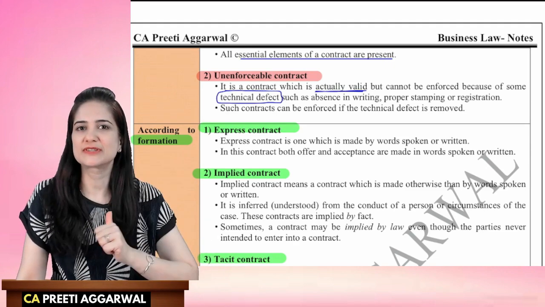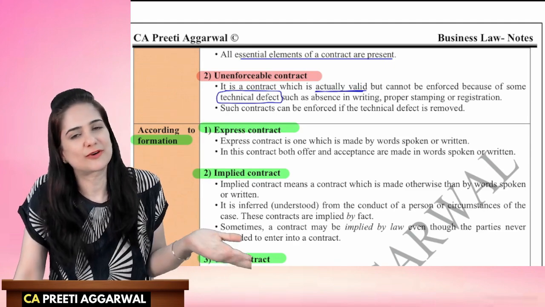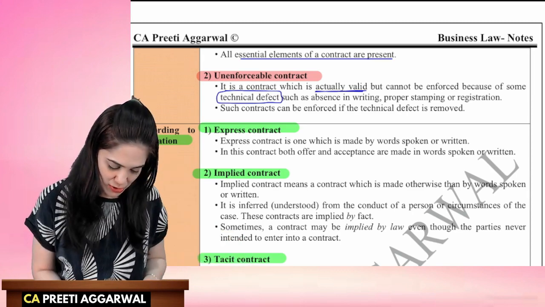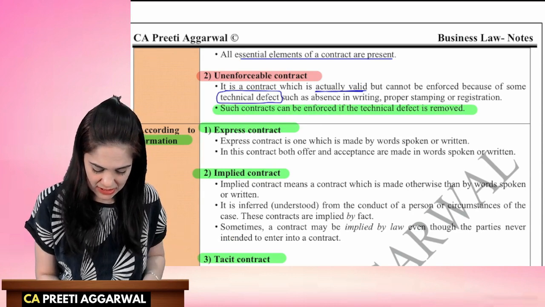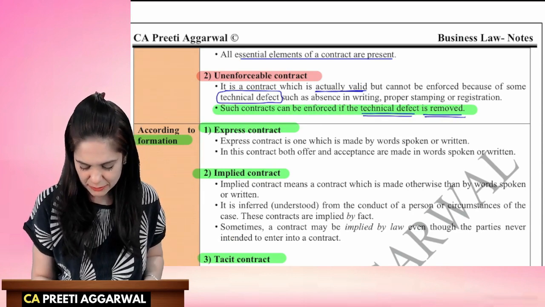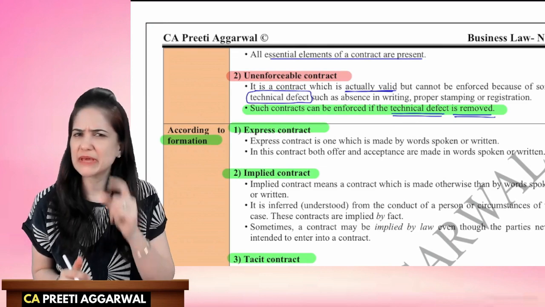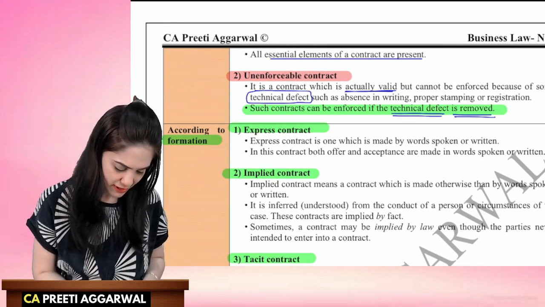If I got it in writing, got it registered, got it attested, then the contract becomes enforceable. So these contracts can be enforced once the technical defect is removed. Now tell me, will this be a valid and enforceable contract?